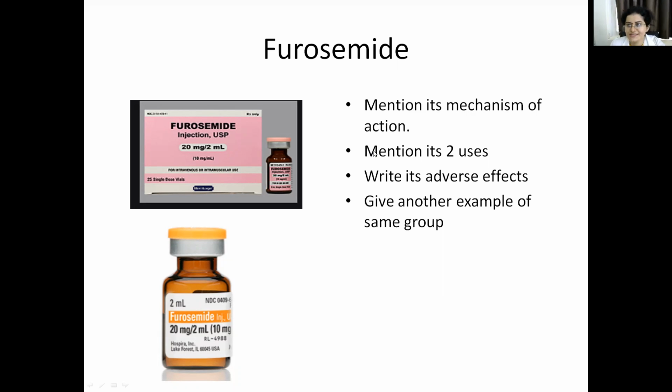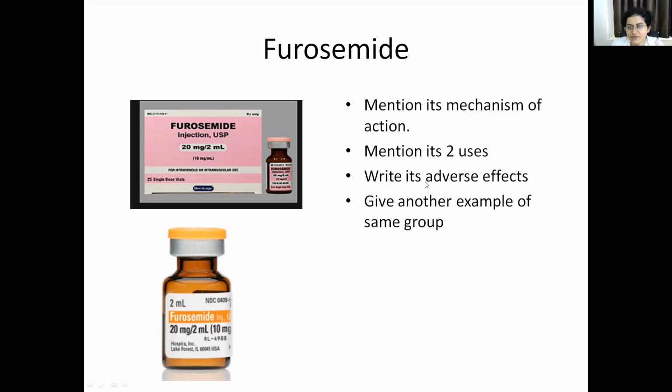Mention its two uses. One is to treat the edematous condition in congestive heart failure or pulmonary edema, and also it can be given for treating hypertension. Then what are its adverse effects? The main adverse effects of furosemide: first, it causes hyperglycemia because it inhibits insulin release. Second, it causes hypokalemia and hyperuricemia, so it increases the uric acid levels and causes precipitation of gout. These are a few adverse effects.